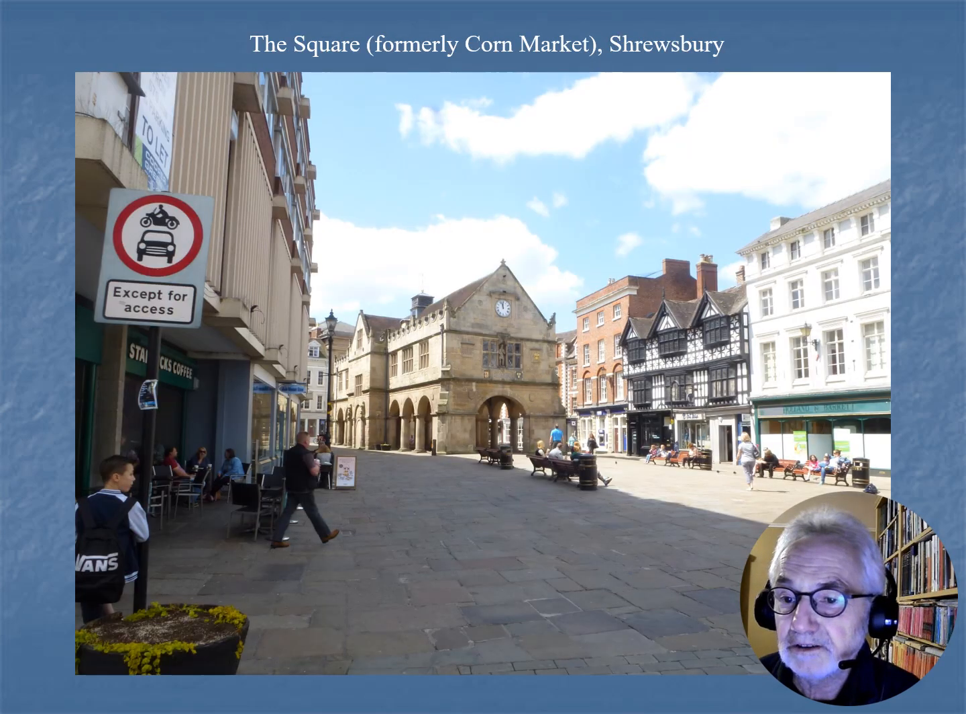I take greater confidence in my suggested date for the Wolverhampton Corn Market by its resemblance to the market area at the Square at Shrewsbury, where the old market hall now stands. This off-street market area was also formerly known as the Corn Market and was created in 1261, around the same time as I am suggesting for the Wolverhampton example.